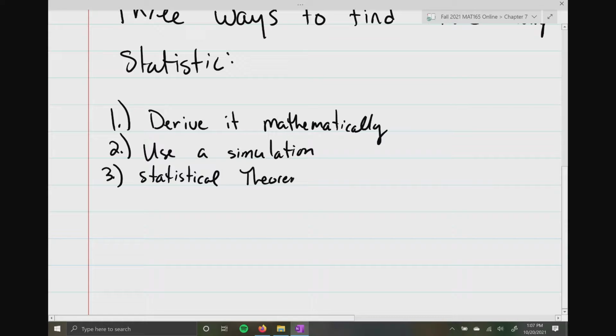So you may have to use a theorem and apply it to a sample that you've collected, or you've got to create your own theorem, which, like I said, is beyond the scope of this class, but that's fine. What we're really going to be focused on are the first two: derive it mathematically, and then using a simulation. Like I said, I'm going to show you how to do both. So for the first one, I'm going to write down a problem, and then we're going to go ahead and figure it out.